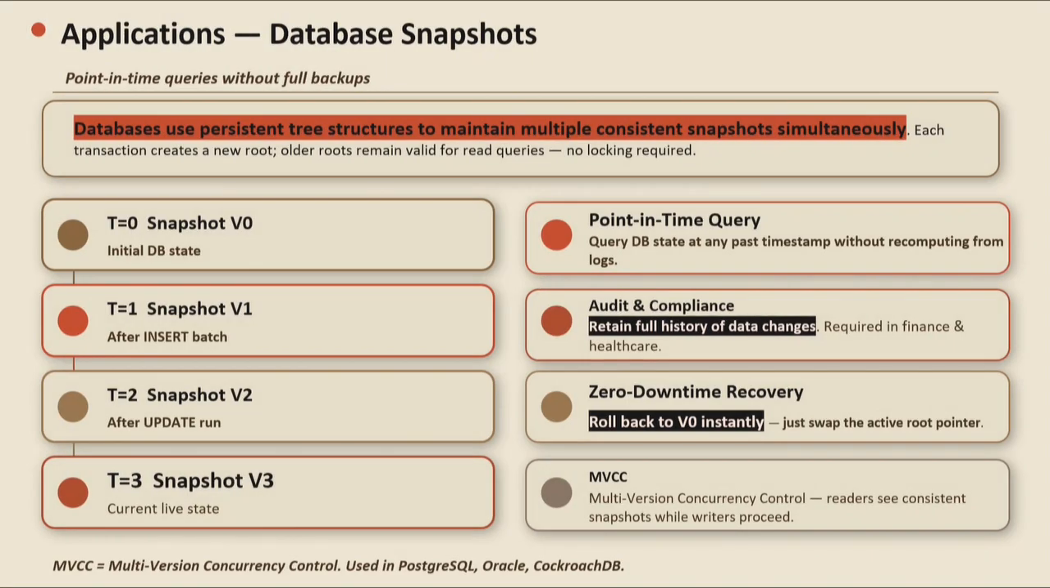The same idea powers database snapshot systems. Databases like PostgreSQL and CockroachDB use persistent tree structures to maintain multiple consistent snapshots simultaneously. Every transaction creates a new root. Older roots stay valid for read queries with no locking required. This is called MVCC, multi-version concurrency control. What this means in practice is you can query what the database looked like at any past timestamp, roll back to a previous state in O(1) time, and maintain a full audit trail, which is a legal requirement in industries like finance and healthcare.